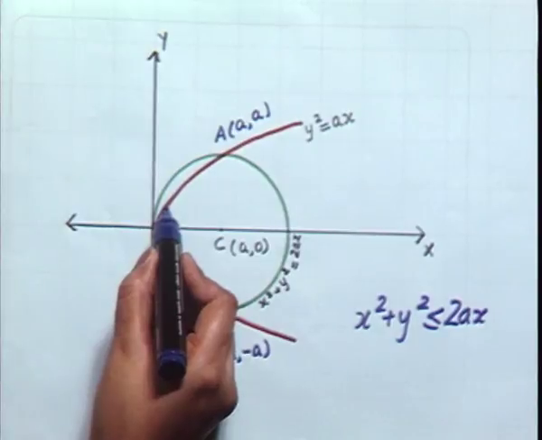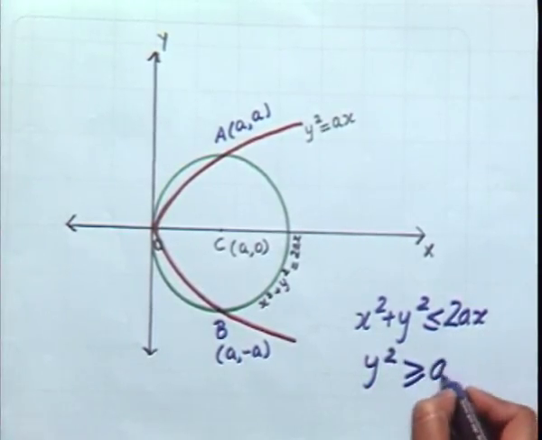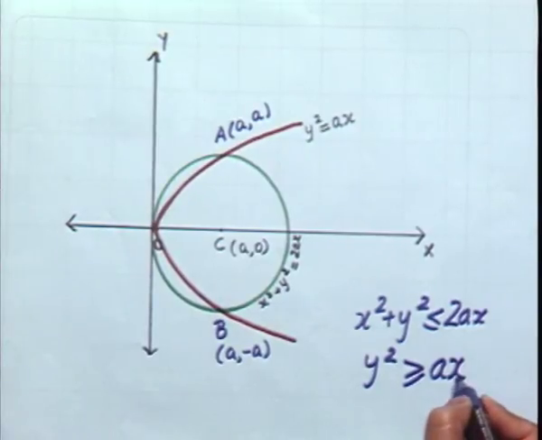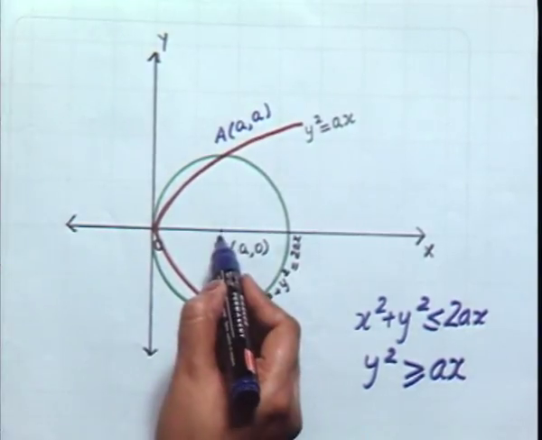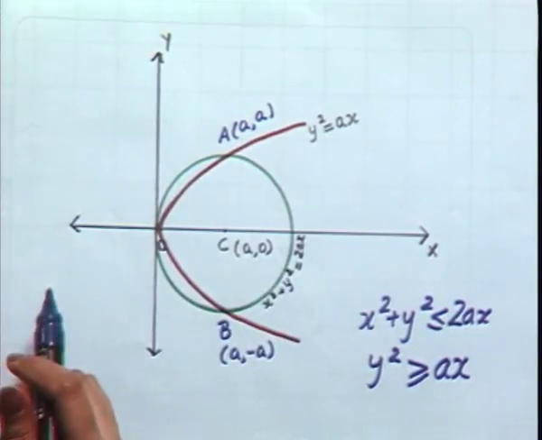Whereas for the parabola, you have the inequation as y square is greater than or equal to ax. Take again one point which is either inside the parabola or outside the parabola.